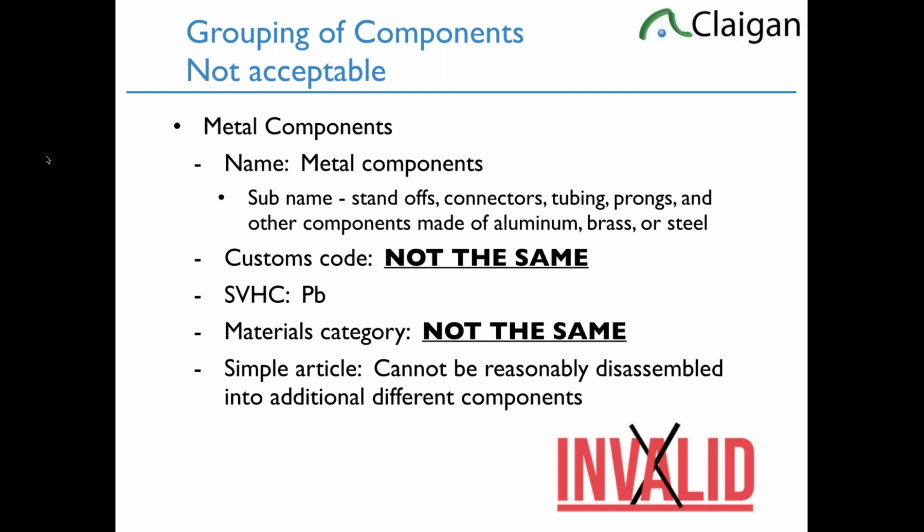Now, theoretically, you could go instead with tubing made of aluminum, brass, and steel. And that's actually somewhat feasible. It might not work in the materials category, but you can get close. But in this case, you can't use this. Instead of saying aluminum components listing, have a brass components listing and a steel components listing. You can't merge those three together. They have a different customs code and different materials codes.